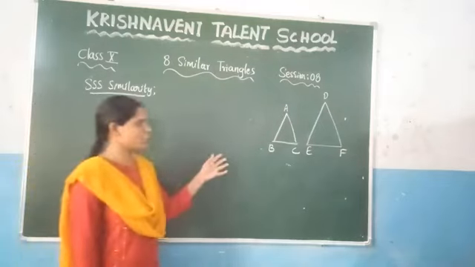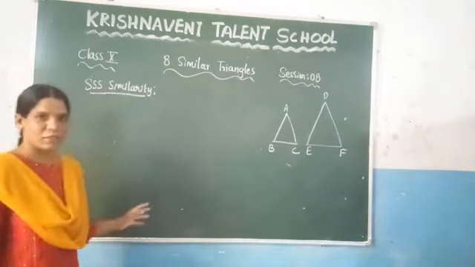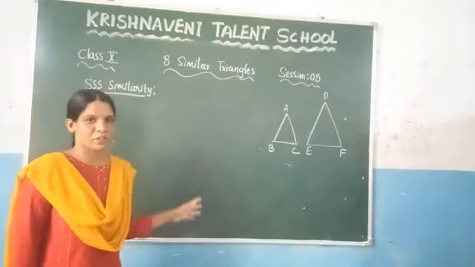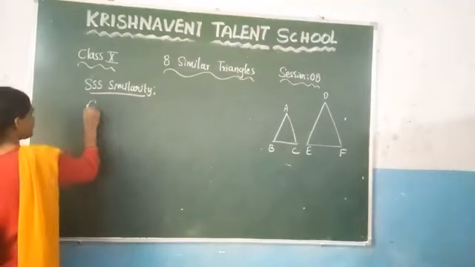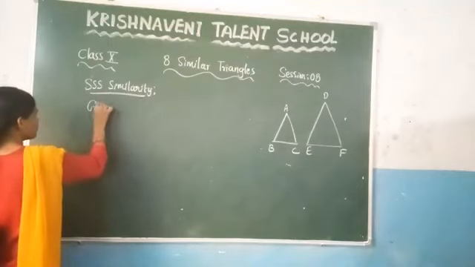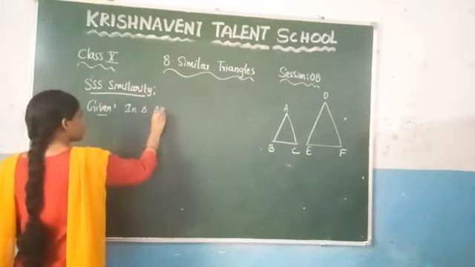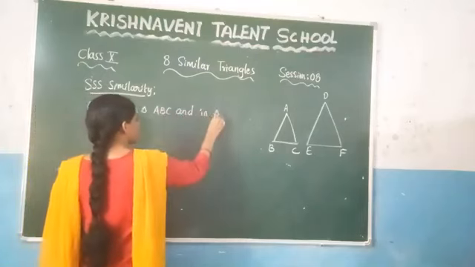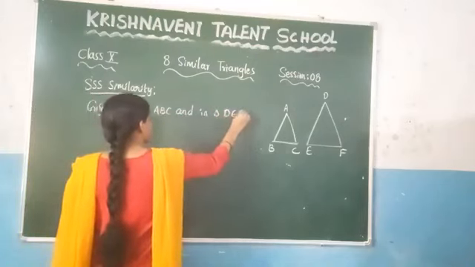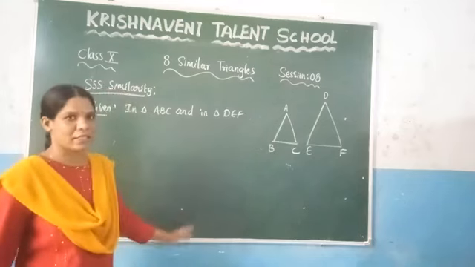So let us consider two triangles ABC and DEF. Now here, let us write what is given and what we need to prove so that we can prove the theorem. So here, what is given: in triangle ABC and in triangle DEF, what they have given is that the corresponding sides are proportional. That condition they have given.